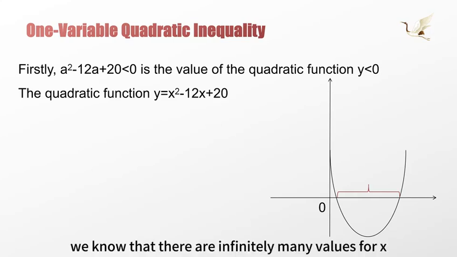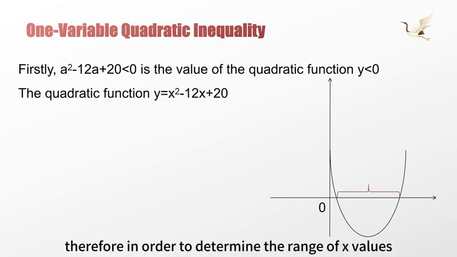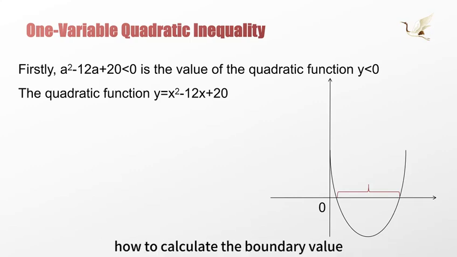Moreover, we know that there are infinitely many values for x, and it is impossible to list them all. Therefore, in order to determine the range of x values, we must know the boundary values of this range. How to calculate the boundary value? Smart, you must have noticed that this boundary value happens to be the zero point of the quadratic function.